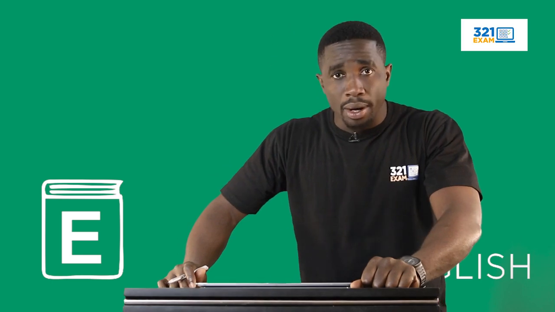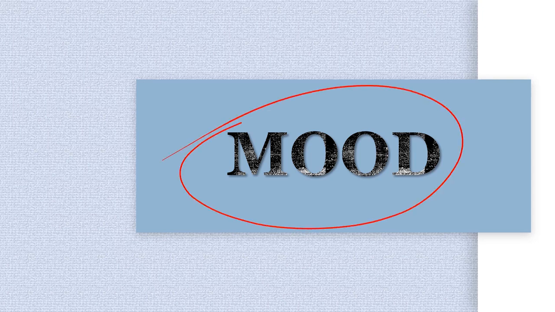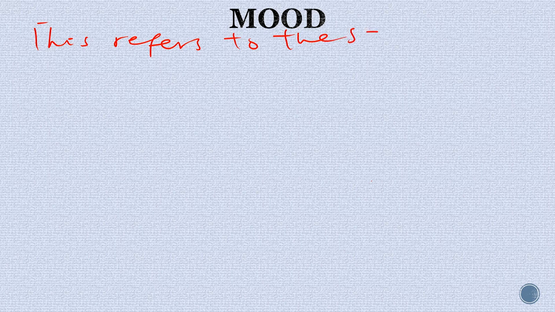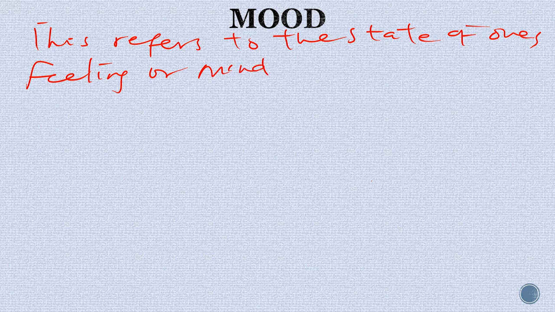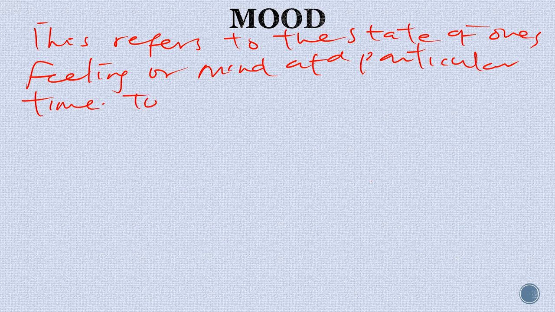But today, our lesson centers on mood and tone. Now, the first thing to do is to explain the concept of mood. What exactly do we refer to as mood? Now, mood refers to the state of one's feeling or mind at a particular time.